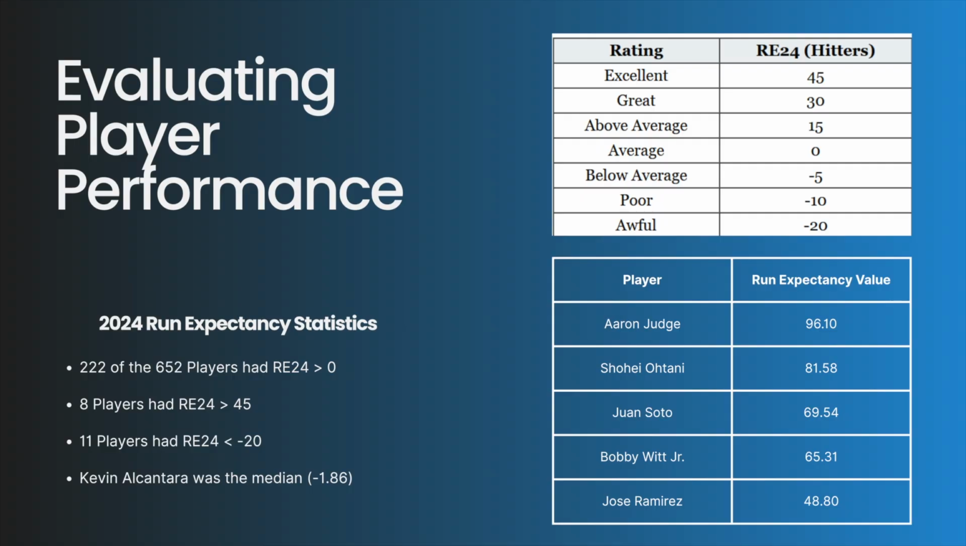Across the league in 2024, 222 of the 652 players had a positive RE24 value. Just 8 of those had an RE24 value greater than 45. 11 of the players actually hurt their teams by more than 20 runs. The median was Kevin Alcantara with negative 1.86 RE24, meaning even a solid player can slightly underperform the average. This tells us not who's hitting, but who's hitting in a way that moves the needle for scoring runs.